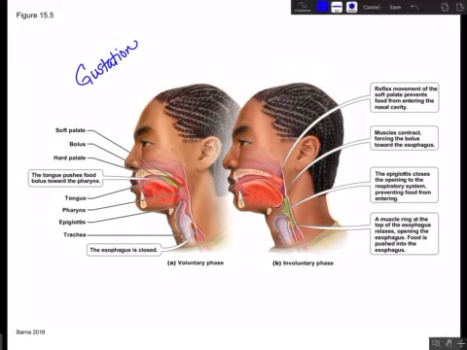Now, the pharynx is a fancy word for your throat. And if you look in other books, you would have up here your nasopharynx, right here your oropharynx, and right here your laryngopharynx. Your pharynx is basically this open space behind your nose and your mouth here. And this will basically be a turning point for air and food.